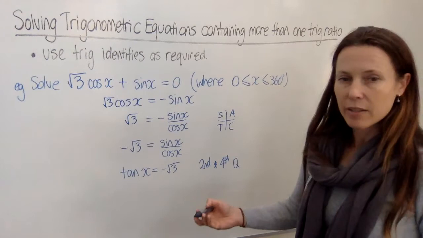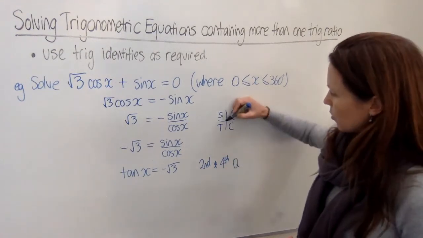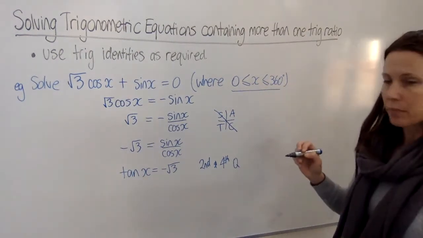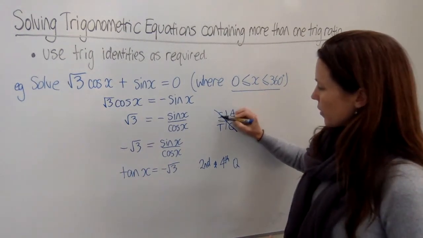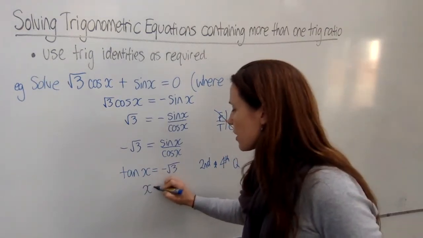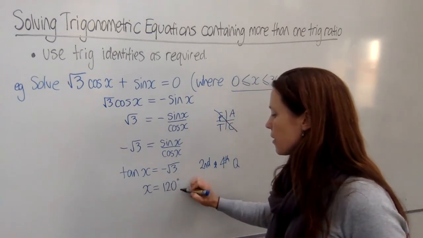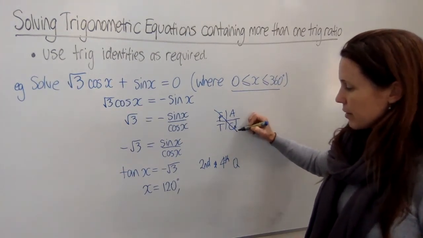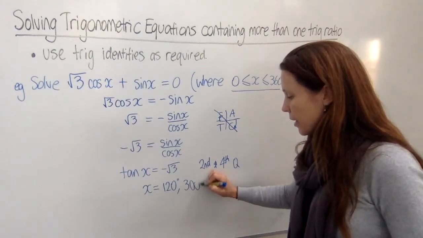So the related angle is 60 degrees, but we've got to put it in the second quadrant and in the fourth quadrant so that it fits into this domain. So putting 60 degrees over here, we need to do 180 minus 60. So x will need to be 120 degrees. And to put it in the fourth quadrant, we need to do 360 minus 60, and that will give us 300 degrees.